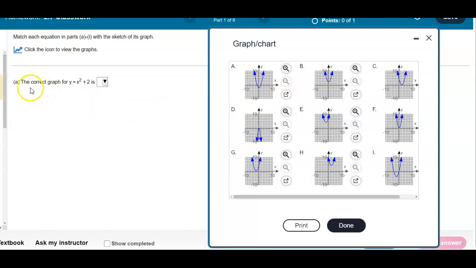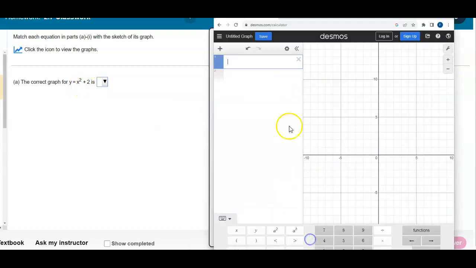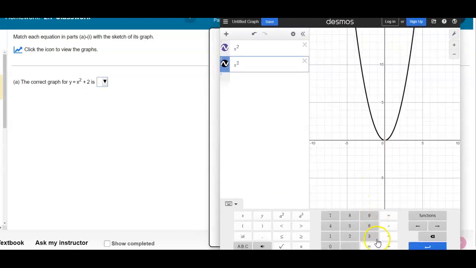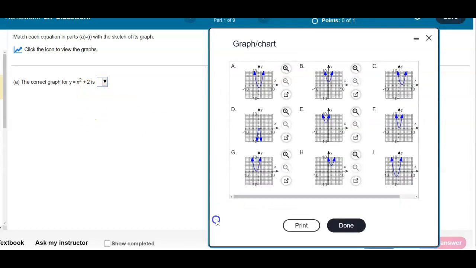Now the first question is asking us the correct graph for y equals x squared plus 2. First thing we're going to do is put in the main regular function, which is x squared. So we're going to put x and then squared. Then what happens next? We're going to put in plus 2. So that means it's shifting up 2 units, right? So we have to figure out which one of these is shifting up 2 units.